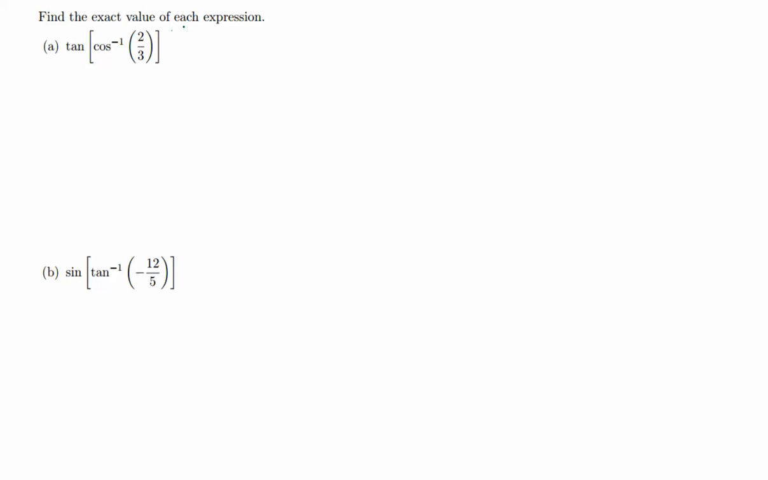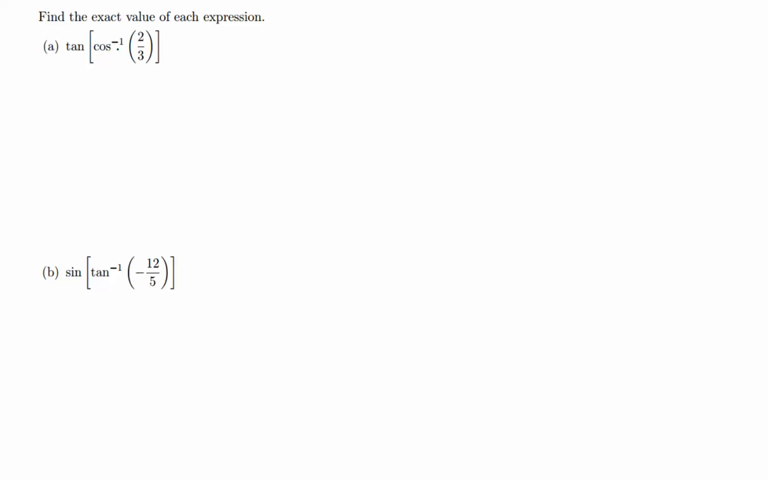Find the exact value of each expression. In part A, we have tangent of cosine inverse 2/3. If 2/3 were a standard angle value, then we could have figured out cosine inverse of 2/3. That would be an angle, then tangent of that angle would be the answer. But 2/3 is not a standard angle value.